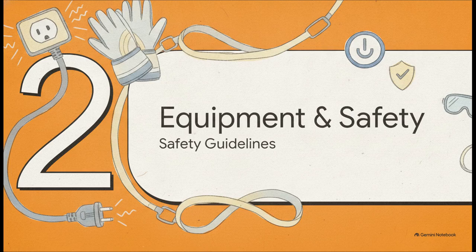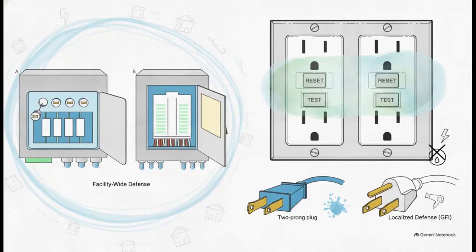Let's shift from the theory into practice and look at the physical, protective leashes we put on this crazy, powerful energy. The really crucial distinction here is understanding the difference between a facility-wide defense and a localized defense. A standard circuit breaker is designed to monitor the entire circuit and just break the connection if way too much current flows through. It's there to prevent a massive overload or a fire.